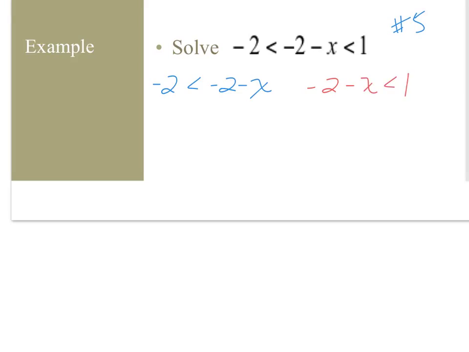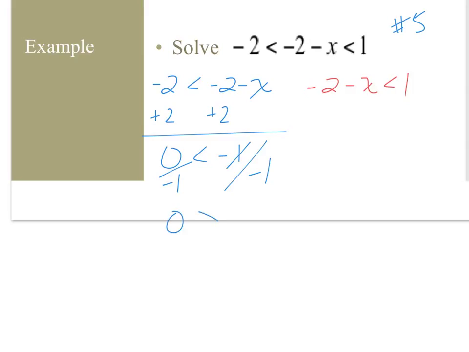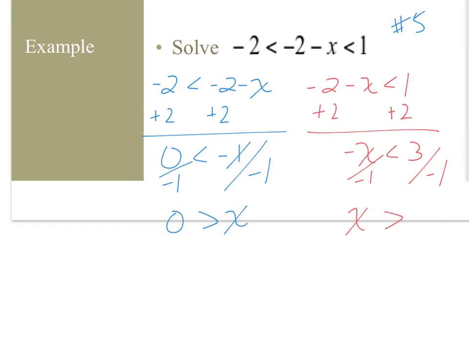We work the problem on the left. We have 0 is less than negative x. So I need to divide by -1. Now, do you remember what happens when I divide by -1? Yes, the sign changes. So we have 0 is greater than positive x. On the right-hand side, I'm going to add 2 and add 2. We have negative x is less than 3. And once again, when I divide by -1 or multiply by -1, what happens? The inequality changes.